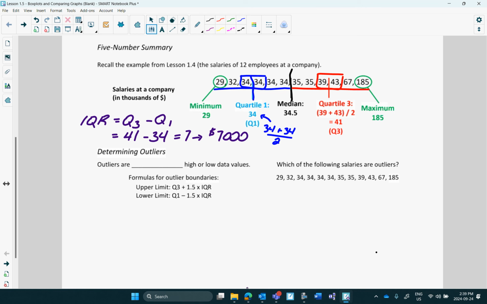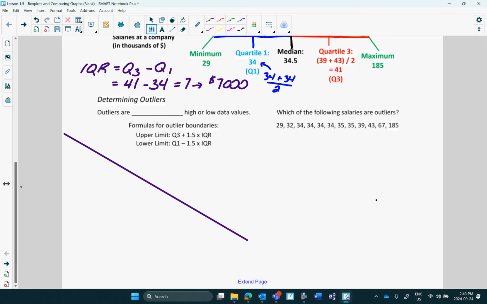But then, of course, I showed you how to use your graphing calculator to find all these values. You weren't able to find the IQR. You actually had to calculate the IQR. But the IQR is pretty easy if you know Q3 and Q1. Okay, now to actually calculate outliers, we need the values of Q3, Q1, and we need the IQR.